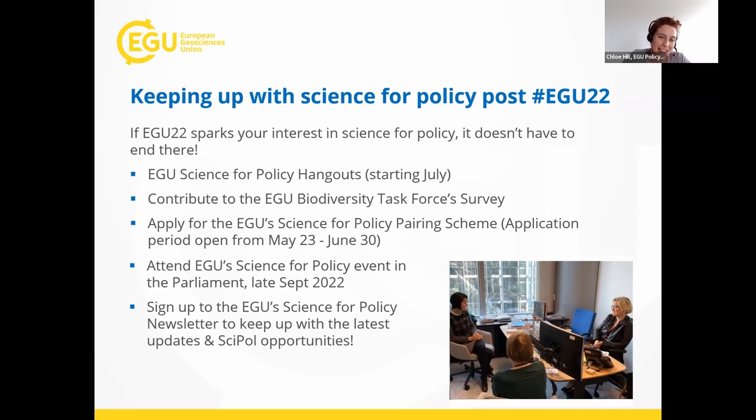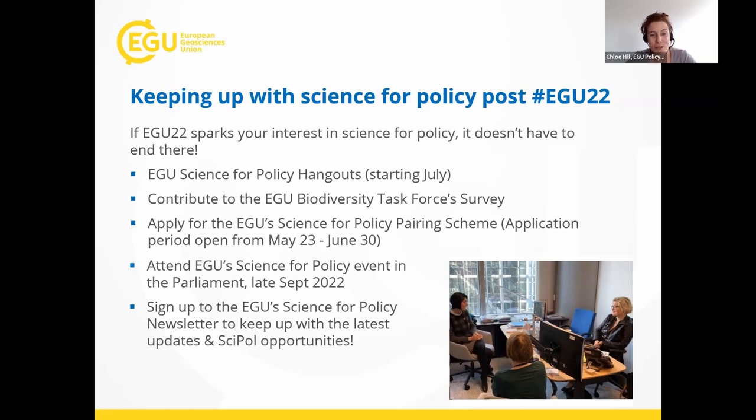The next one we have is the EGU's Science Policy Pairing Scheme, which I hope the application period will be open for by next week. This is where you will be paired with a member of the European Parliament, and you'll be working with them for a week inside the Parliament. This is something the EGU has done for the last couple of years. It was put on hold last year as a result of COVID, and we will be restarting it this year. And we are hoping to have two pairs this year, paired with two different MEPs.